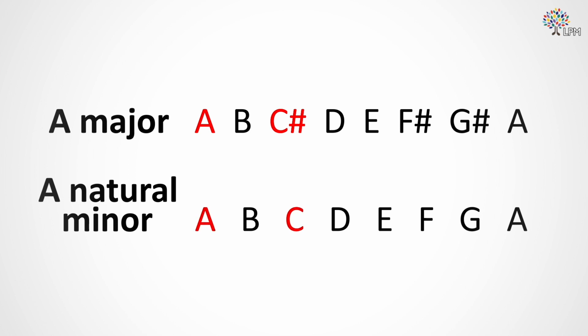This gives the scale a different sound. Some would say sadder, but it depends on the piece. Minor scales also come in different forms and are a little more flexible in what you do with scale degrees 6 and 7. Natural minor is the form of minor we'll be learning about today.